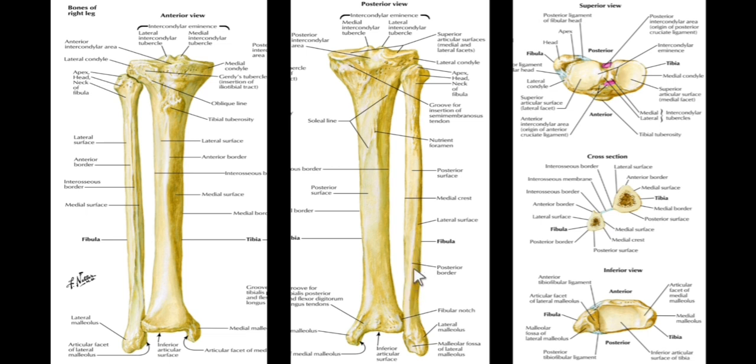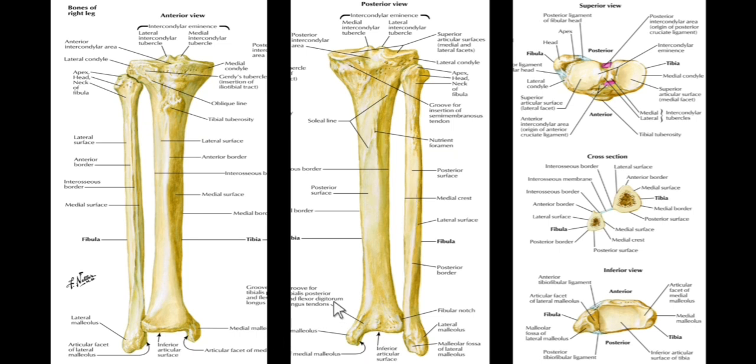The posterior surface lies between the interosseous and posterior border. This border is interosseous and this is the posterior border. This whole surface is the posterior surface. This posterior surface is mentioned here. The posterior surface is the largest of all these 3 surfaces. It has a vertical ridge called the medial crest.